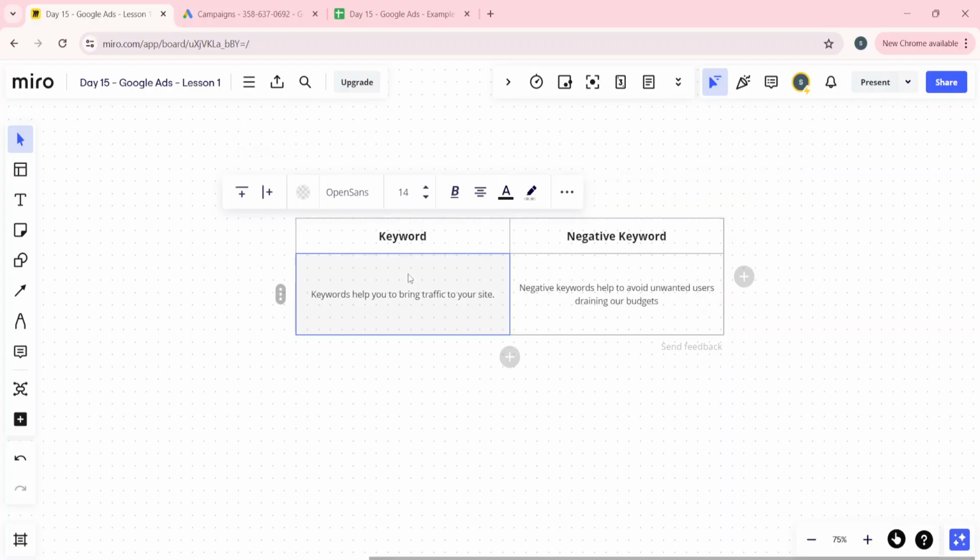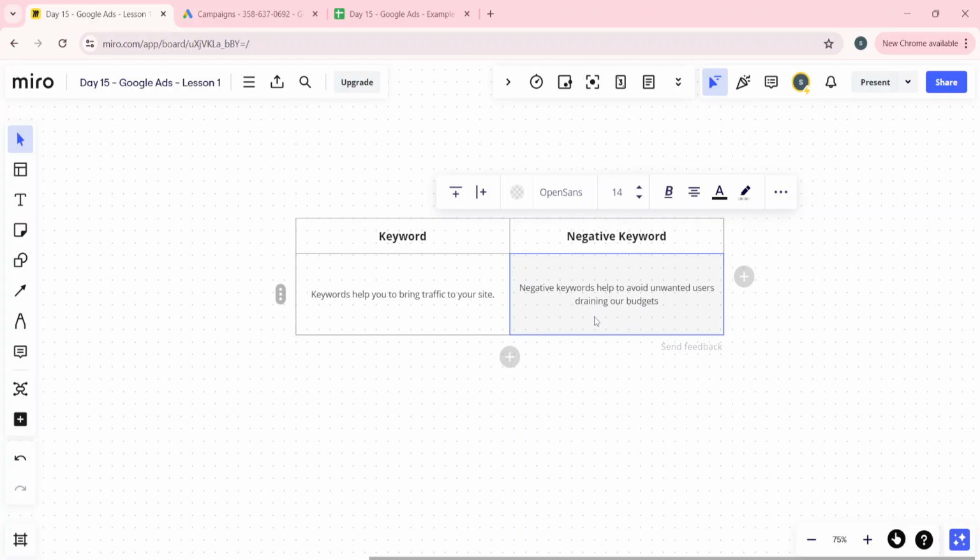When you use keywords, we bring traffic, right? In that traffic also, we need to filter out some irrelevant traffic. We only want relevant traffic. So these negative keywords help to filter out that irrelevant traffic. I hope you are getting my point.